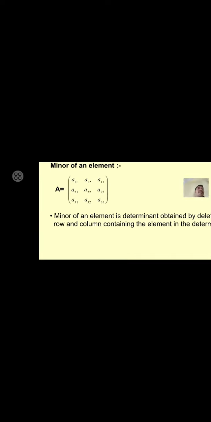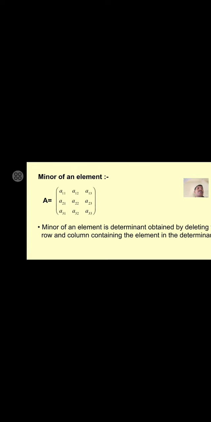So minor of an element is the determinant obtained by deleting the row and column containing the element in the determinant. So here, to find the A11 minor, first we have to remove the row and column of A11, where A11 is the intersection, that is first row, first column. After removing, we have 4 elements, and the determinant of those 4 elements is called the minor of A11.